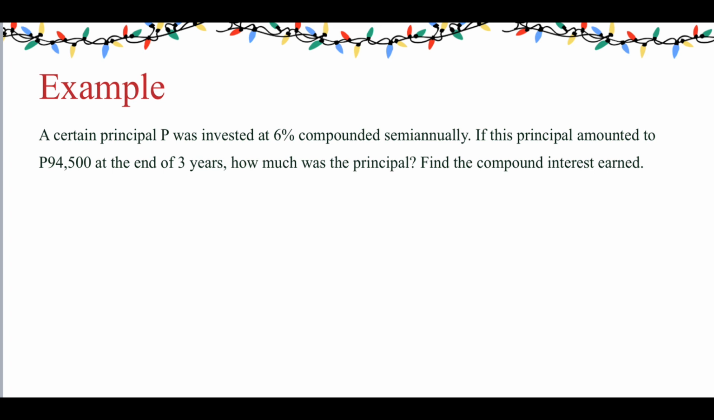We have another example here. A certain principal P was invested at 6% compounded semi-annually. If this principal amounted to 94,500,000 at the end of 3 years, how much was the principal? Find the compound interest earned.